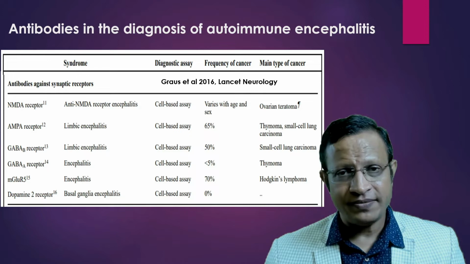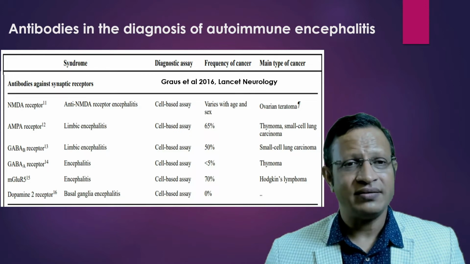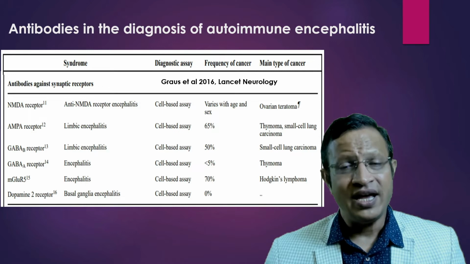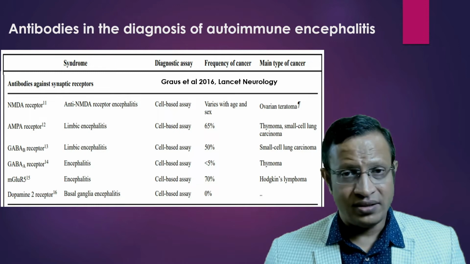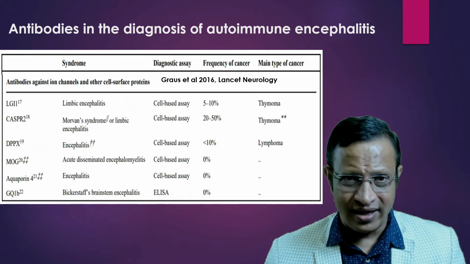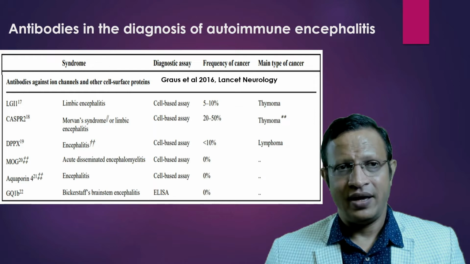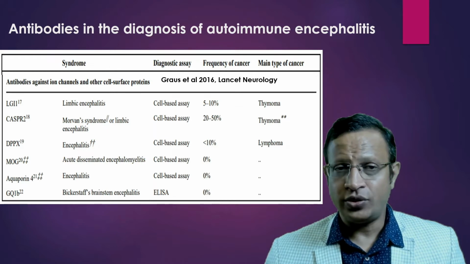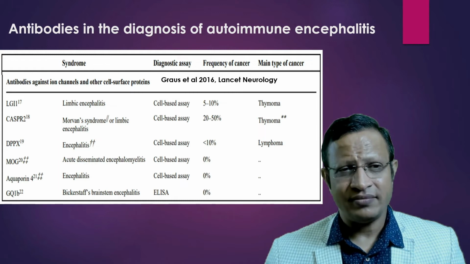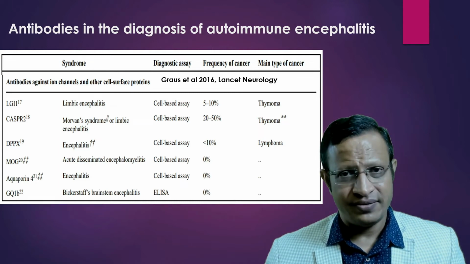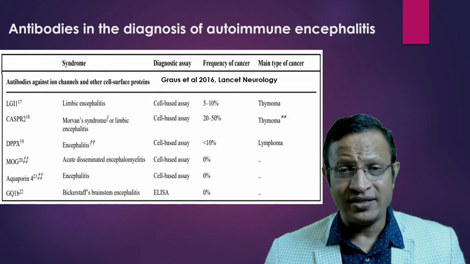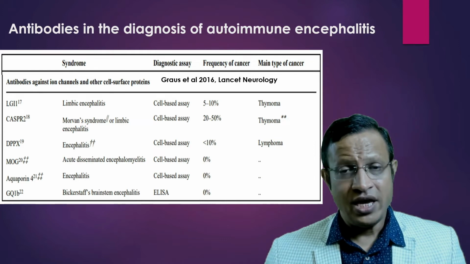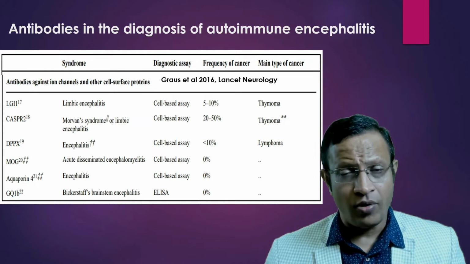AMPA receptor encephalitis, GABA receptor encephalitis, and also dopamine 2 receptor encephalitis. Here, cancer may or may not be associated, but these autoantibodies have been recognized. Further, LGI1, Caspr2, DPPX encephalitis, and other autoantibodies have been recognized. If you are able to find these autoantibodies, the diagnosis of limbic encephalitis is well established. However, just because you are unable to find autoantibodies doesn't mean that limbic encephalitis is not there.